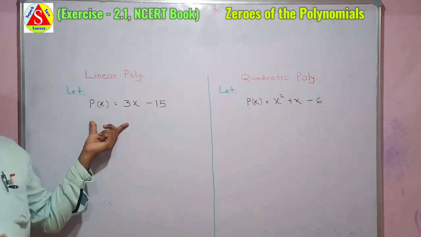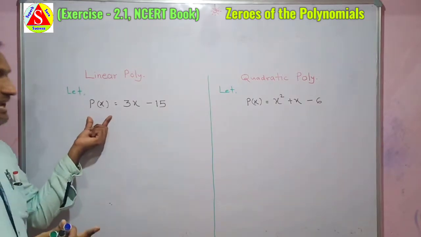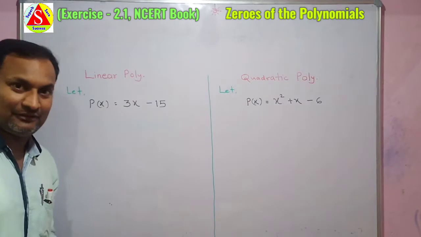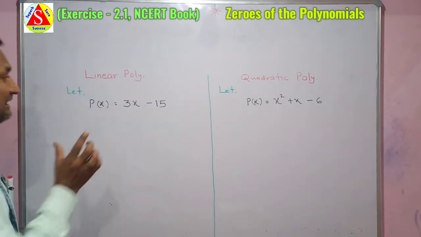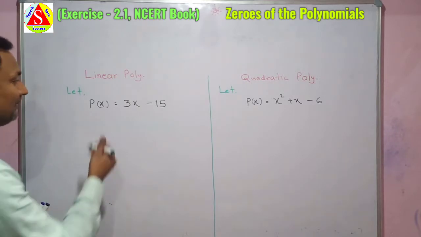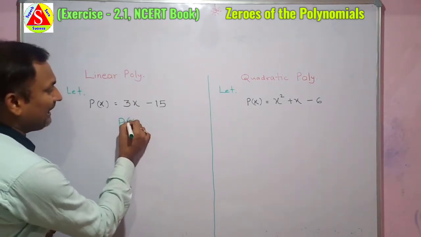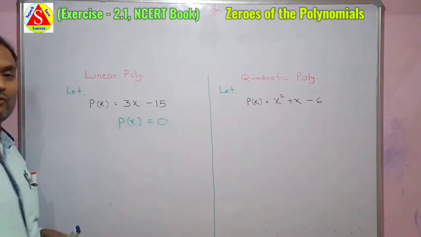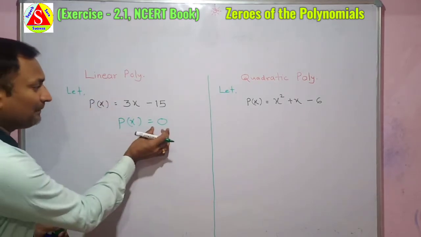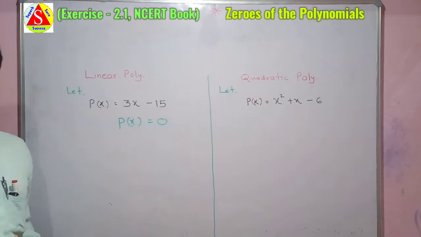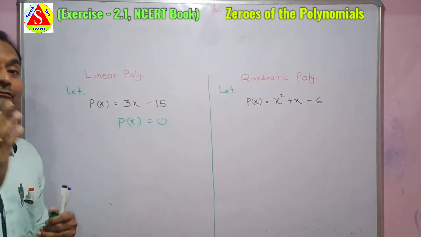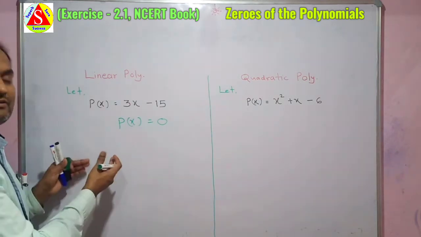Here the polynomial p(x) is given as 3x minus 15. To find the zero of this polynomial, the first step is to equate p(x) to 0. Whatever polynomial is given, we will first equate it to zero. Why are we doing this? To get the value of the variable. So let's solve this.